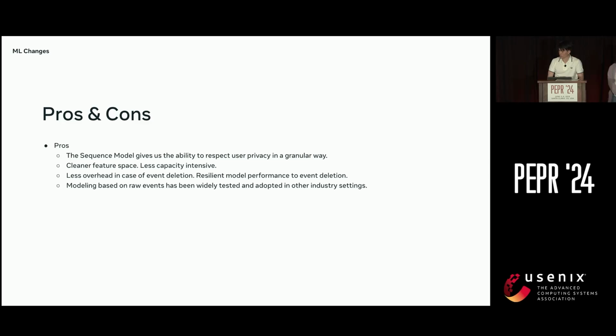I will dive into some of the pros and cons of this sequence model. The biggest benefit is that it gives us the ability to respect user privacy in a granular way. We get a cleaner feature space that is less capacity intensive. We have less overhead in case of event deletion. We have a relatively resilient model performance also in case of event deletion. Modeling based on raw events has been quite popularly tested these days, including things like the deep interest network model by Alibaba.